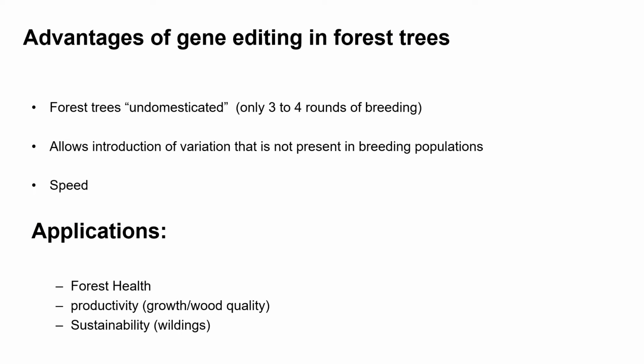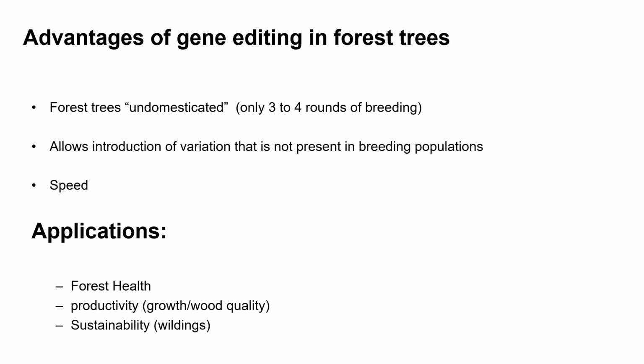And so next I wanted to just mention some of the advantages of using gene editing in forest trees. And by forest trees, I'm particularly talking about conifers grown in New Zealand's planted forests. And I guess the biggest advantage is that forest trees are undomesticated. They've had very few rounds of breeding. As you can see, 3 to 4 in most cases. This compares to the thousands of rounds in things like corn.